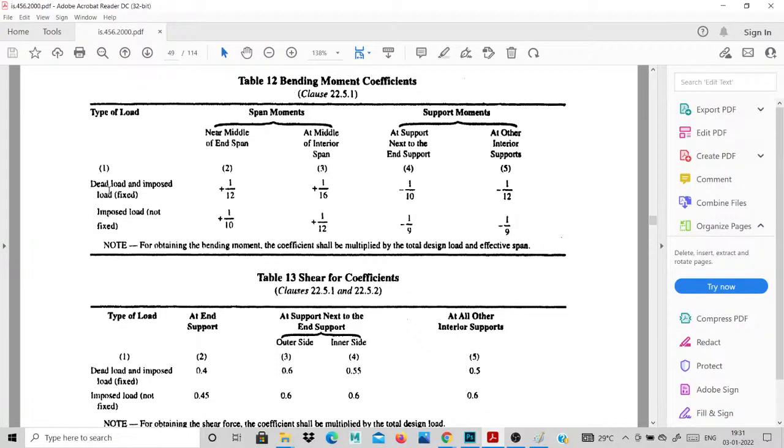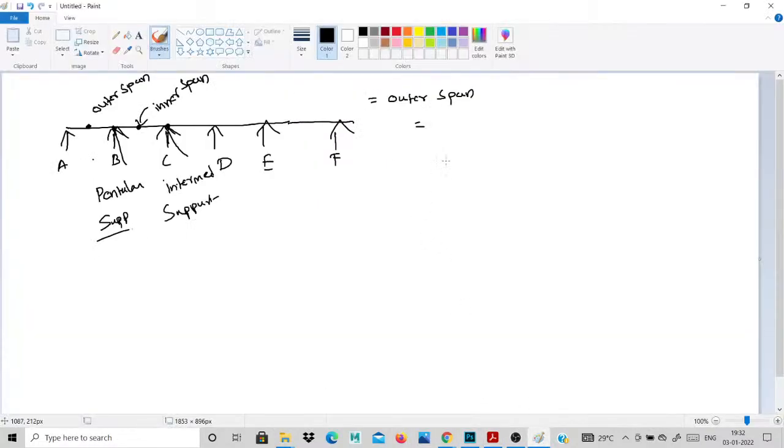But if you go for one way continuous, they will be used separately. The dead load has a separate formula, and the live load has a separate formula. I take this bending moment calculation for my outer span. This is my outer span, AB, the interior outer span. For the outer span, my live load formula is 1 by 12 plus 12.